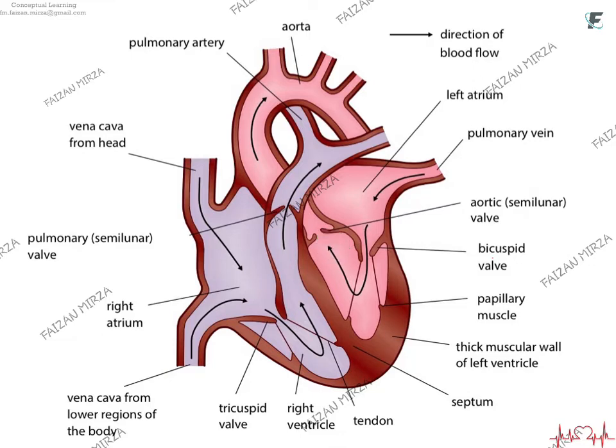So there are a total of 4 valves in the heart, and you can see 2 are semilunar and 2 are AV valves. AV valve means a valve between A and V, atrioventricular valve. So one of the atrioventricular valves is your tricuspid valve, and the other atrioventricular valve is your bicuspid valve.